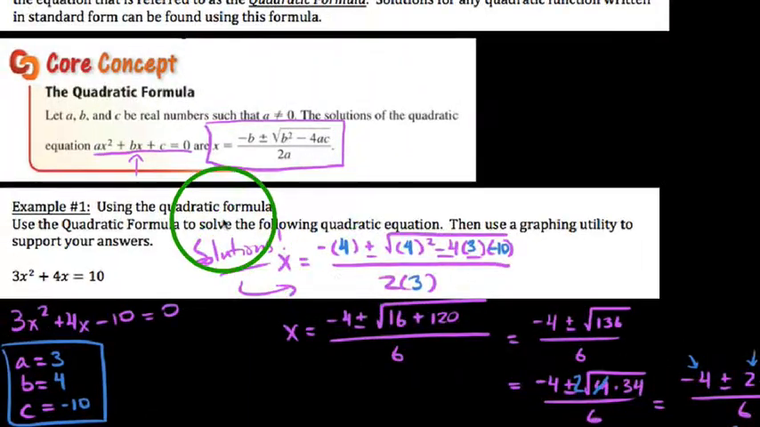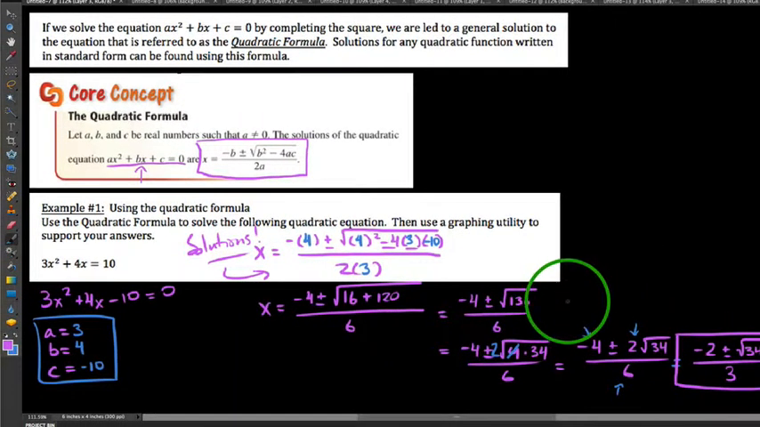So the beneficial thing about using the quadratic formula is that it leads you to the solutions no matter what. Even if this had been factorable or not factorable, you're always going to get these as solutions so long as you have this written in standard form set equal to 0.